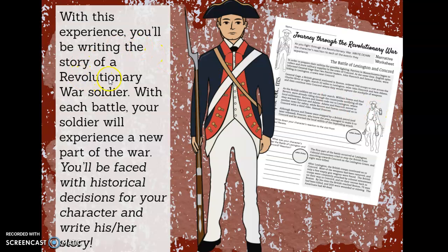You're going to make your way through the slides, and as you can see, this is an experience. You're going to be taking on the persona of a Revolutionary War soldier. Each battle, you're going to learn a little bit about them, and then you get to decide what you will experience for your part of the war. You're going to have to choose some historical decisions, and you're going to write a little bit about that.